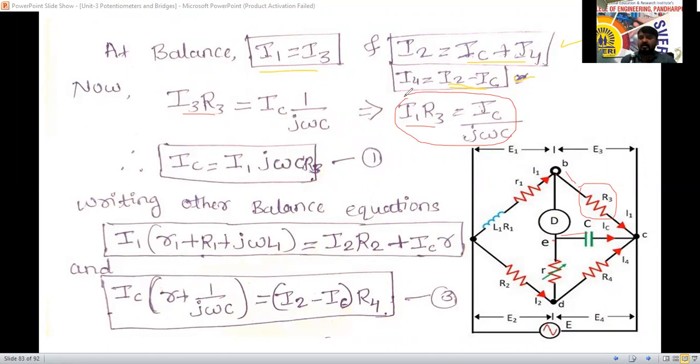Whatever I have circled by a red line in that figure, I have to write the IC formula. IC equals I1 plus j omega C R3. Why plus? This is the denominator. When I send it across, it will multiply here. So IC equals I1 R3 j omega C. That one we have written here: IC equals I1 j omega C R3. I will consider this as equation number 1.